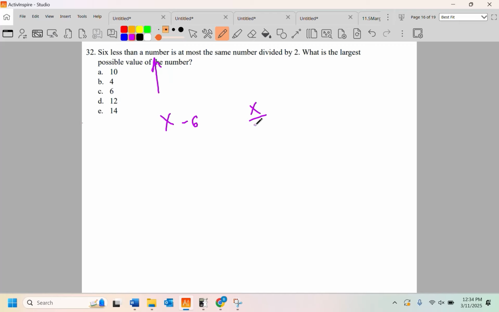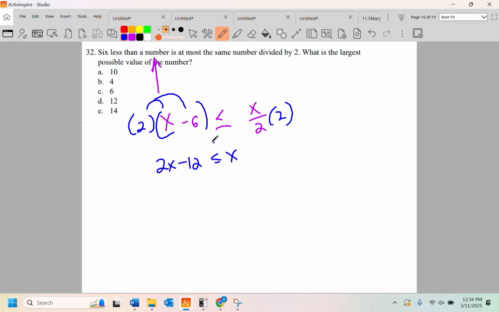So the number is divided by 2. And it is at most, less than or equal to. It is a less than or equal to situation. So we're going to double both sides to clear the fraction. Make sure that you invoke the distributive property. 2x minus 12 is less than or equal to x. X is less than or equal to 12. Easy peasy.